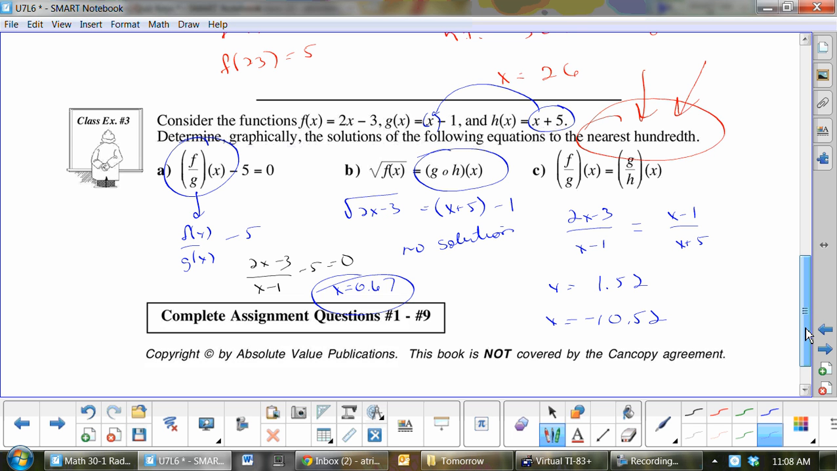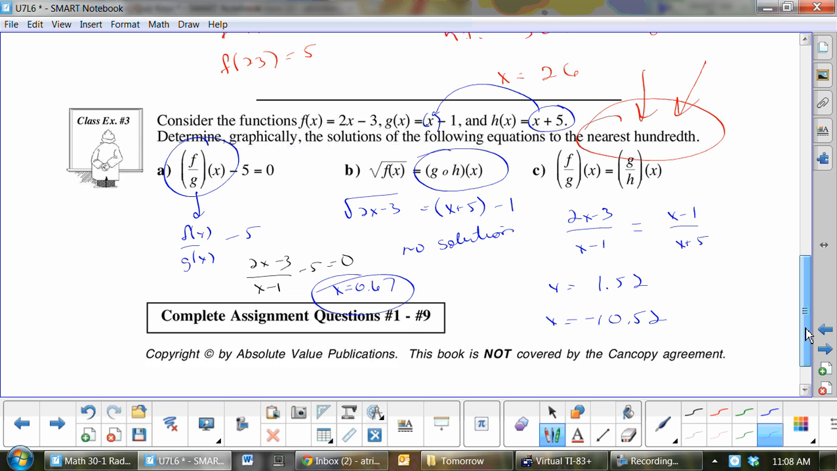Now, I don't like the word paranoid, but just be heightened to certain words. Like if they say, what would be the largest solution? That should say, largest, there must be more than one, okay? Or what would be the sum of the solution of the x-intercepts? Sum. That means there must be more than one, right?